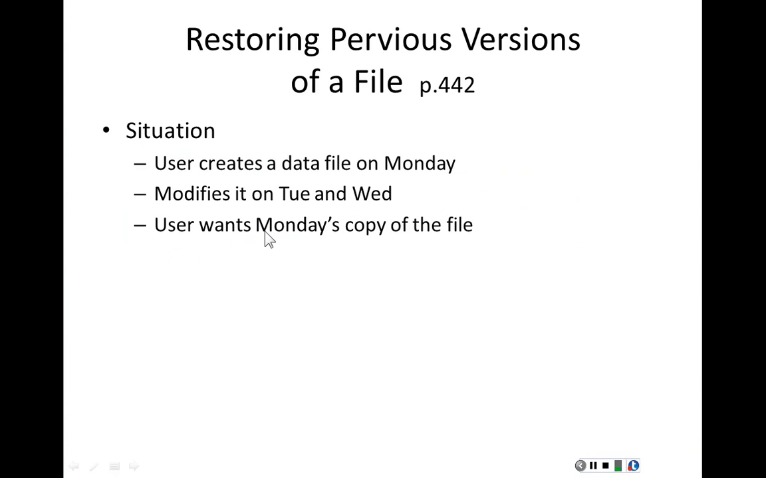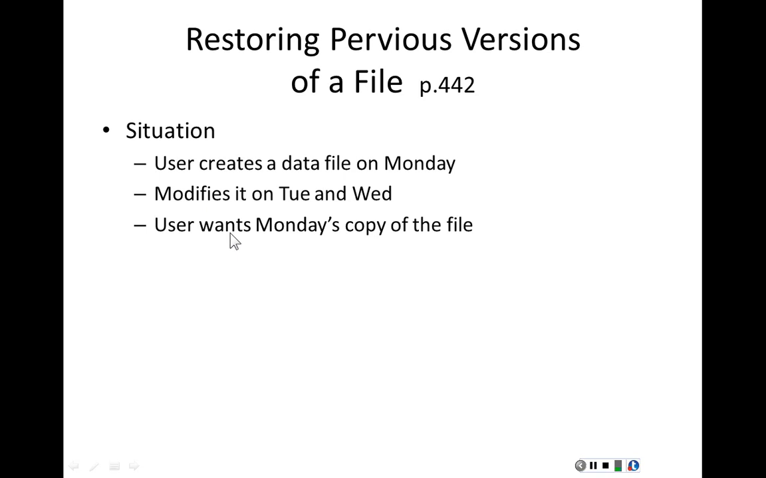Restoring previous versions of a file. So here's the situation. A user creates a data file on Monday. And on Tuesday he modifies it, and he modifies it again on Wednesday, and then he decides he wants Monday's copy of the file, and he wants you to go and pull out the backup programs, and you want to tell the user, well, don't you know how to do save as? So every time you have a different version, you can click on save as. Well, the user doesn't understand that. Well, here's what we can do. If we have enabled previous versions, here's what the user can do.